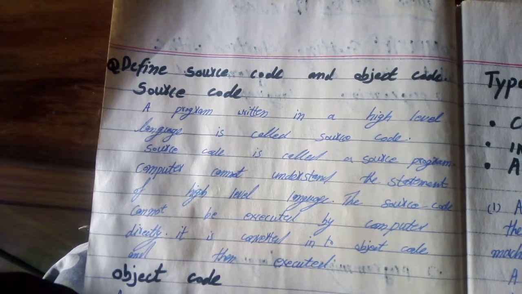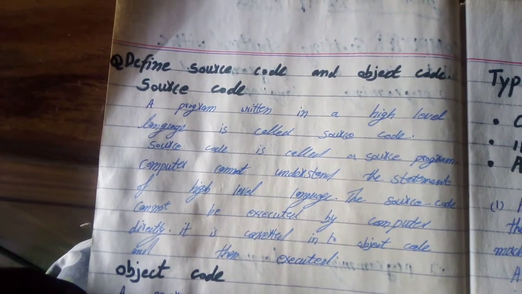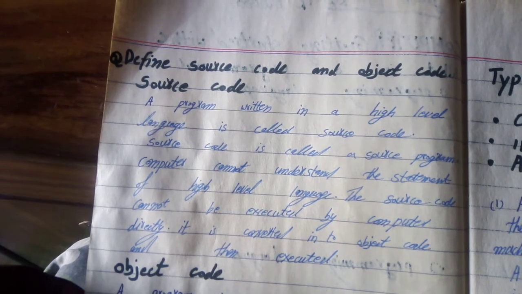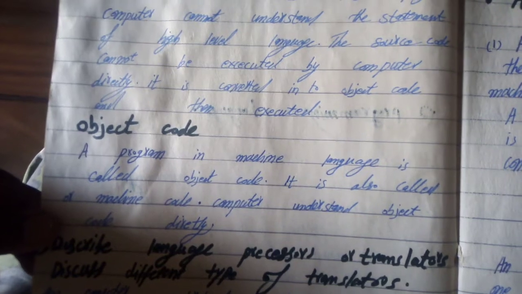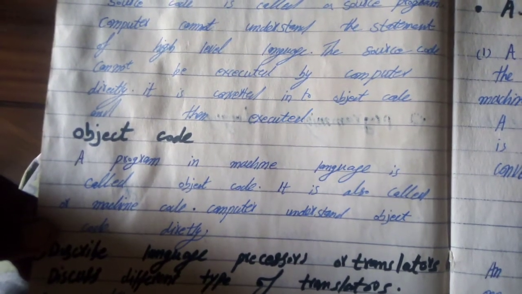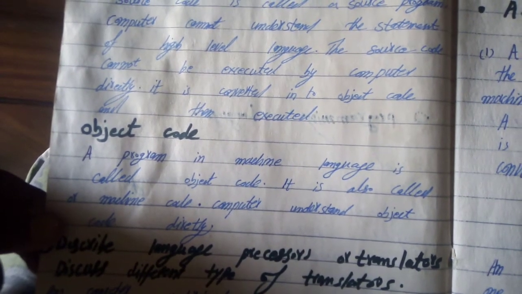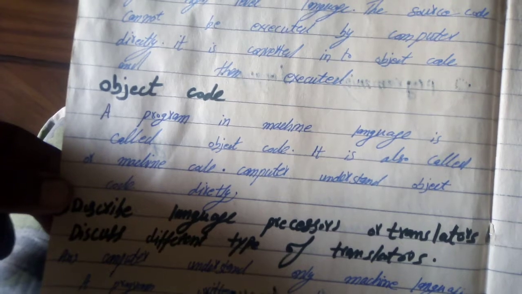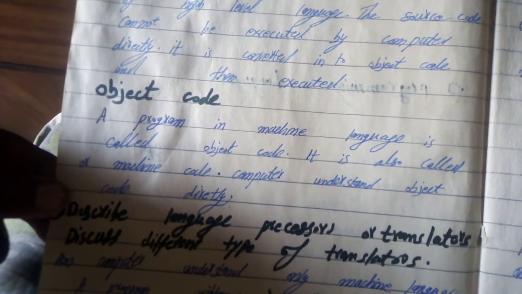It is converted into objective code and then executed. Objective code क्या होता है? A program in machine language is called an objective code. It is also called a machine code. Computer understands only objective code directly. जो होता है ना, computer understand objective code directly.